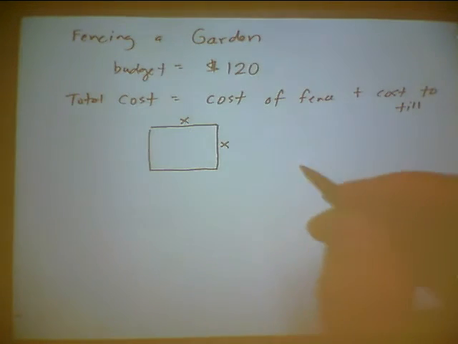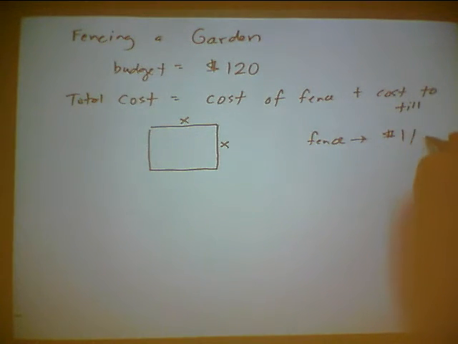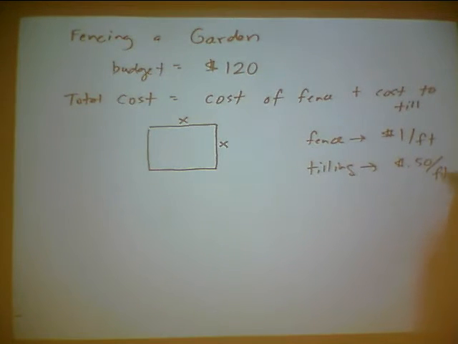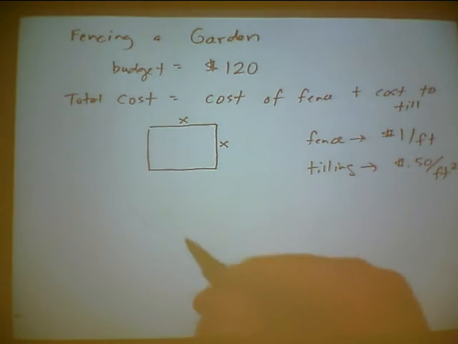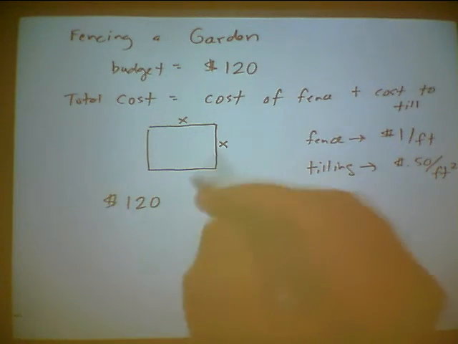Now, the fencing is $1 per foot of fence, and the cost of tilling is 50 cents per square foot. So let's write an equation now. So the total cost, we know we have $120.